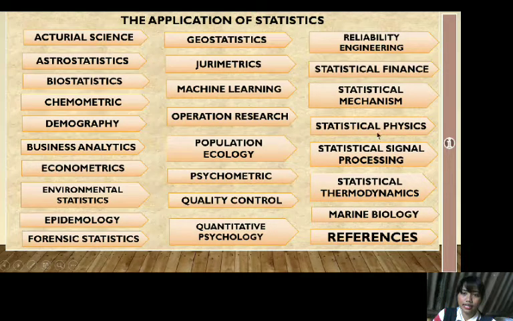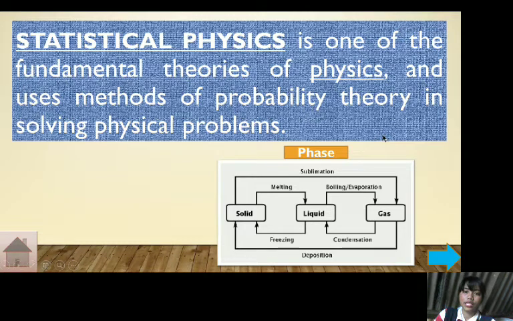Next is statistical physics. So what is the statistics here? Statistical physics is one of the fundamental theories of physics and uses methods of probability theory in solving physical problems. Statistical physics is a branch of physics that evolved from the foundation of statistical mechanics, which uses methods of probability theory and statistics, and particularly the mathematical tools for dealing with large populations and approximations, in solving physical problems.